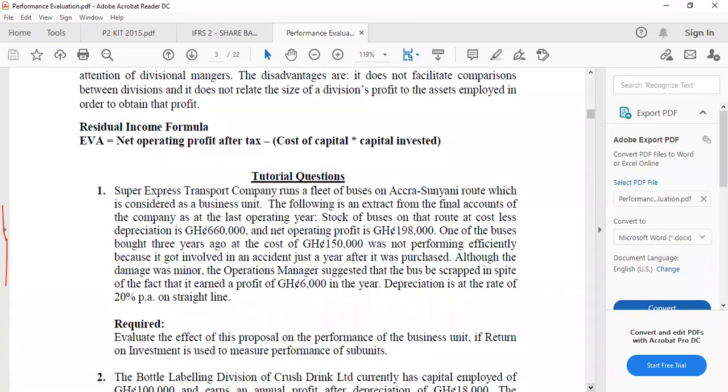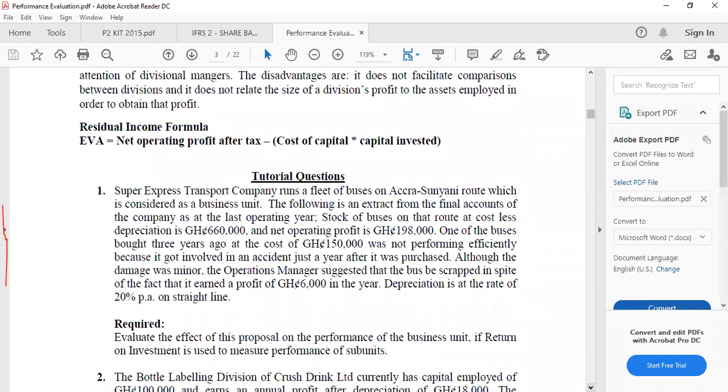Okay, so they say we should evaluate the effect of this proposal on the performance of the business unit if return on investment is used to measure performance of subunits. What is the proposal that you are talking about? Of disposing of the bus that was involved in an accident. Okay, so they are talking about taking its effects. If you have done that, what will be the effect on the performance of the unit?